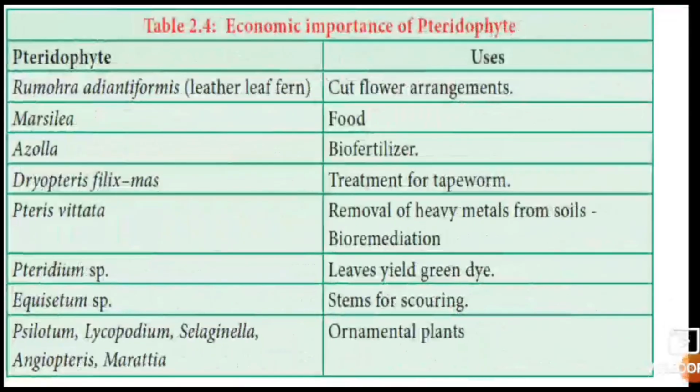Next, another very important expected five-mark question: the economic importance of pteridophytes. Adiantum is commonly used in cut flower arrangement. Another species of pteridophyte, Marsilea, is mostly used as food material. Next one, Azolla, is a biofertilizer agent.